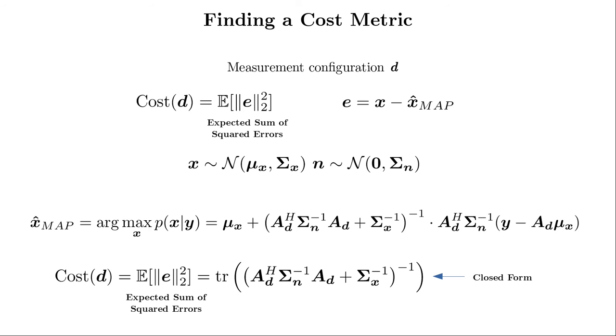And so now if we take this MAP estimate and we plug this back into the cost, then we can see we have a nice closed form for the cost here, which only depends on our observation matrix A, the covariance of the noise, and the covariance of the source.